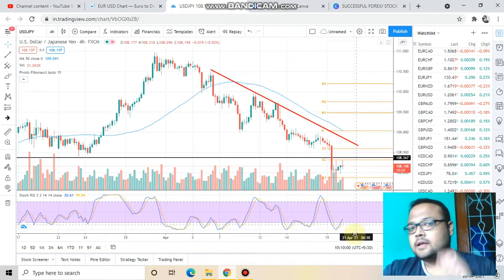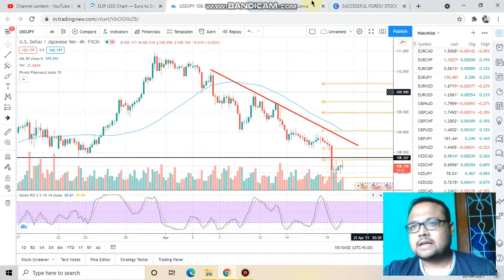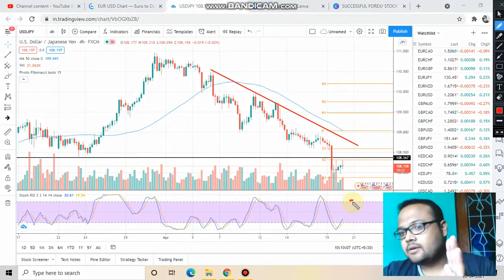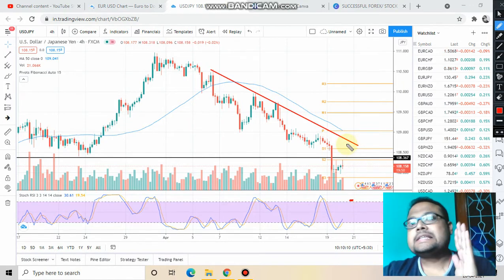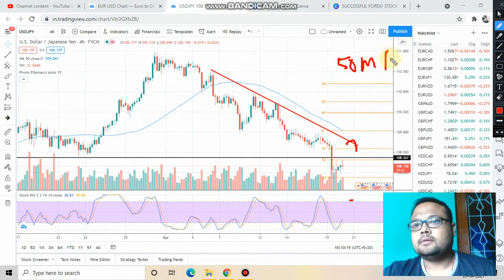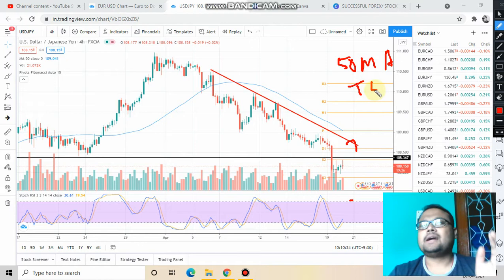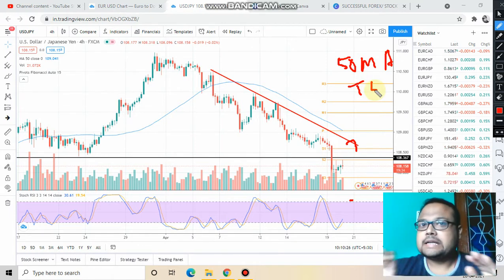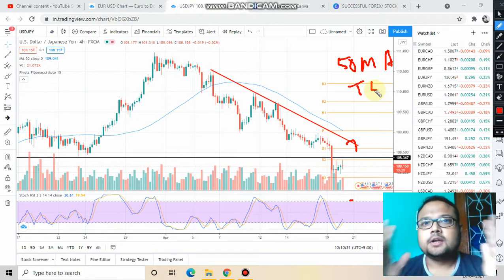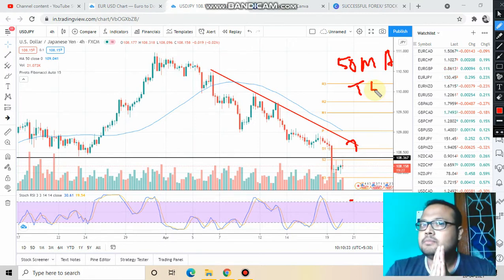Therefore, look at the position of the price when stochastic RSI will be in overbought zone. If you see that at that particular point of time market is getting resistance from the trend line or from the 50 moving average, 50 MA, and about to go down again, then you can short the market. But as of now, market is in downtrend. Do not look for buying opportunities.